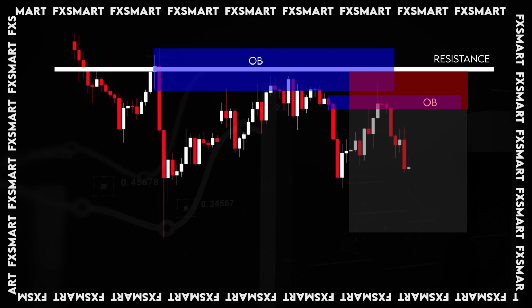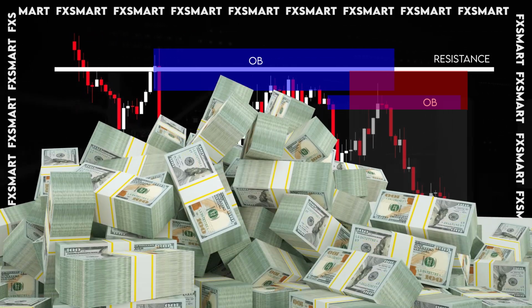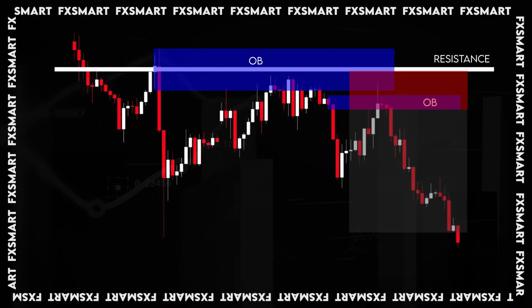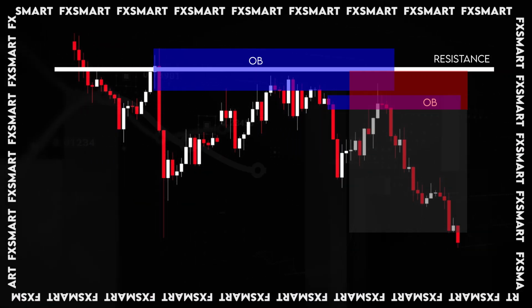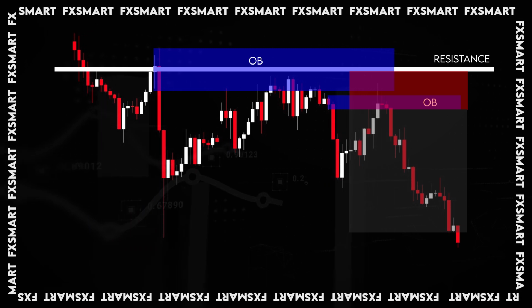However, if you want to go even deeper, you can zoom into lower time frames like the 15-minute or 5-minute charts to find additional confirmations. This approach can help you enter at even better prices, ultimately improving your risk-to-reward ratio.